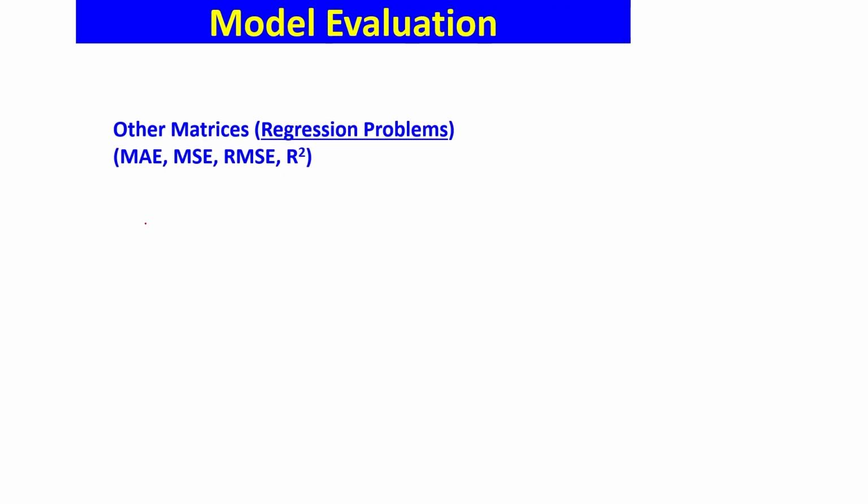Other than that, there are many other parameters which can be used for different purposes, like for your clustering problem, which I am not discussing in detail. I can simply mention them here. One is known as the silhouette score. This is used for clustering.